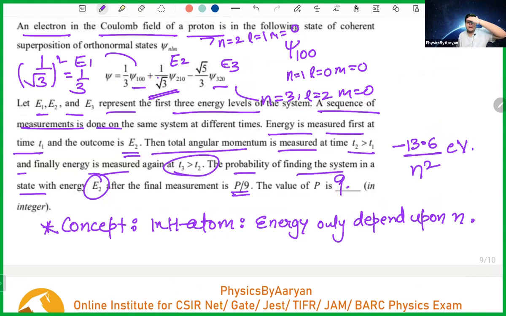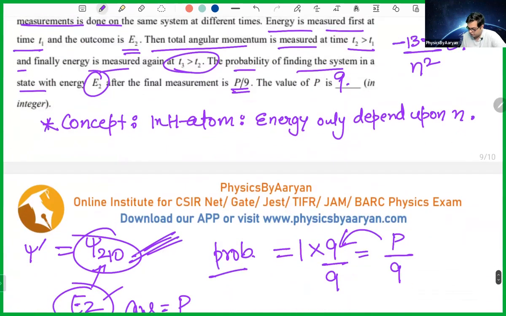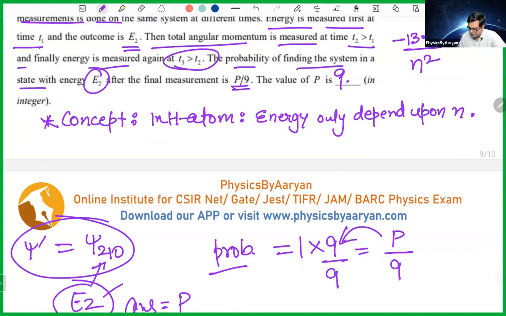Because after the first energy measurement, I converted my system into the second state only. So when I again do the energy measurement, I will know for sure that my particle can have only one value, which is E2. So my probability to get E2 is 100% sure. The first time I did the energy measurement, I could have got this, this, or this. But okay, I got this. When I got this, my wave function collapsed, and now this is my new wave function.